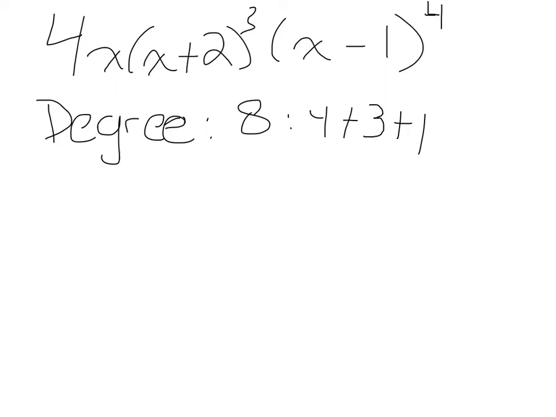We're going to graph using multiplicity of roots. Given the function 4x times (x + 2)^3 times (x - 1)^4, we're going to use multiplicity of roots to graph this, and that's equal to our f of x.